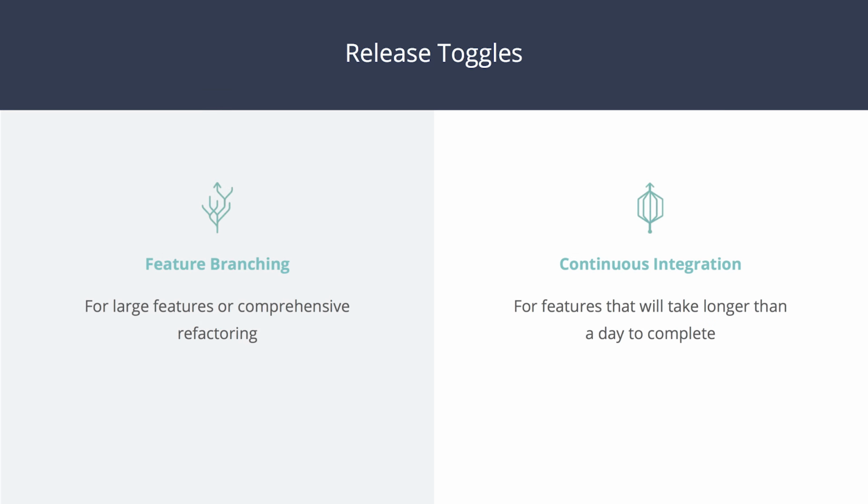And you might want to use this method for feature branching if you have large features or comprehensive refactoring. Think like that algorithm example I gave earlier. In that case, for feature branching, you could take on more of a continuous integration approach and start merging your feature into the main branch, and obviously having it turned off until that feature is complete. For continuous integration, you can use release toggles to fix the problem I mentioned earlier, where you have a feature that takes longer than a day to complete.